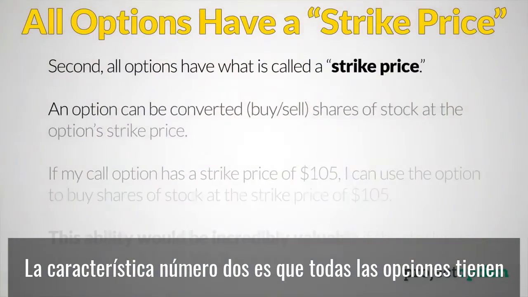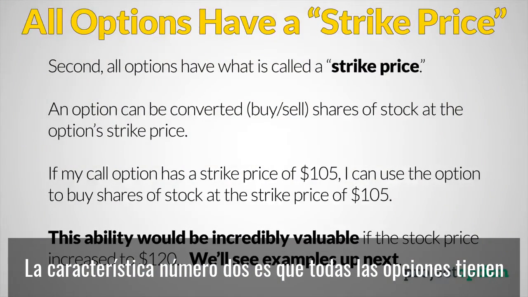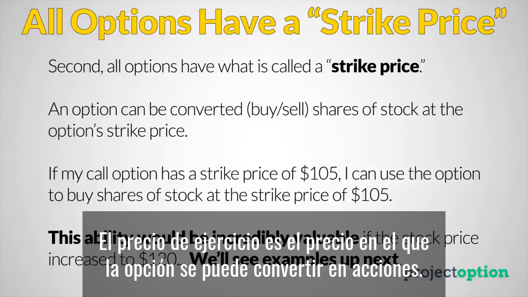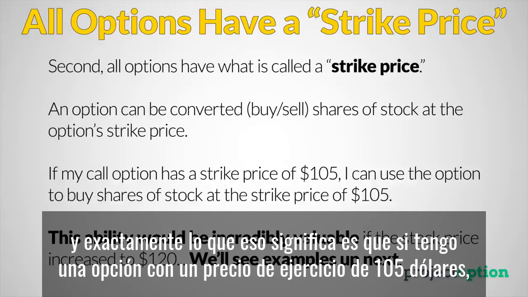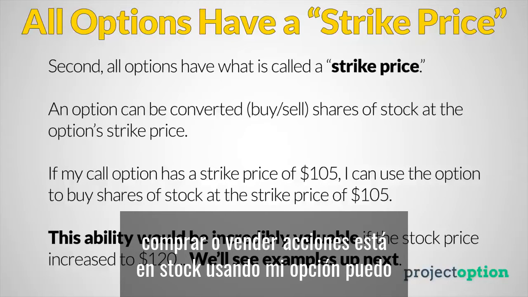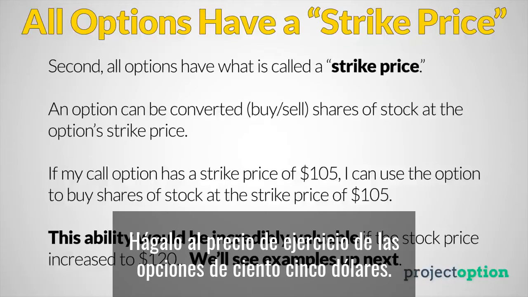Option characteristic number two is that all options have what is called a strike price. The strike price is the price at which the option can be converted into shares of stock. Exactly what that means is that if I have an option with a strike price of $105, then in the future, if I want to buy or sell shares of stock using my option, I can do so at the option strike price of $105.